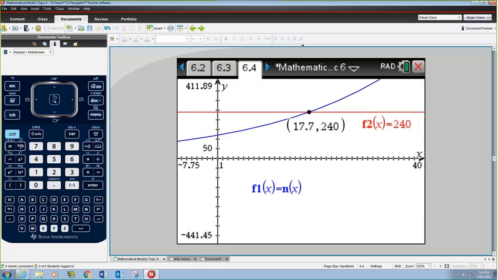So the define feature on the calculator is very powerful and works very well, and I always encourage my students to use it as much as possible.